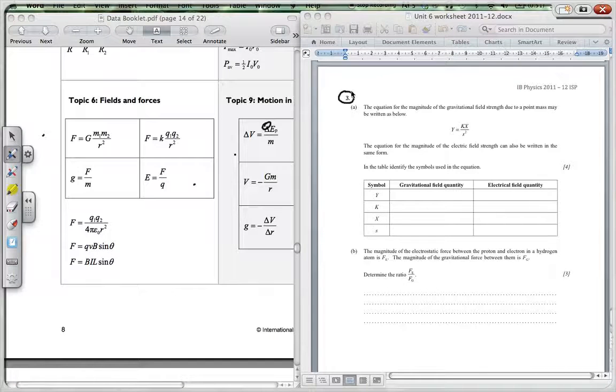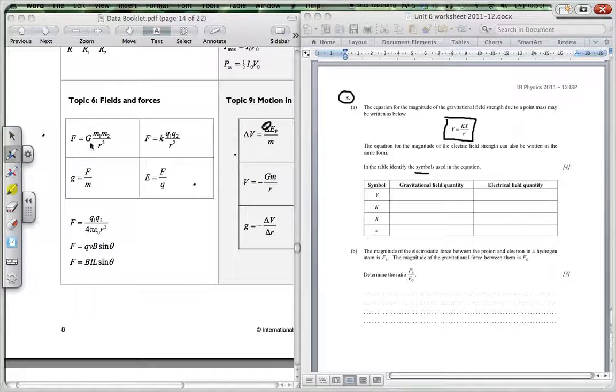So looking at question 3, we have the question: the equation for the magnitude of the gravitational field strength due to a point mass may be written as y is equal to kx over r squared. The equation for the magnitude of the electric field strength can be written in the same form. In the table, identify the symbols used in the equation.